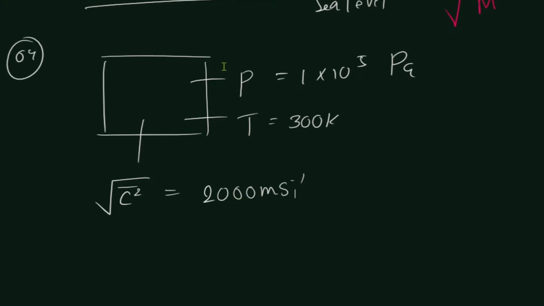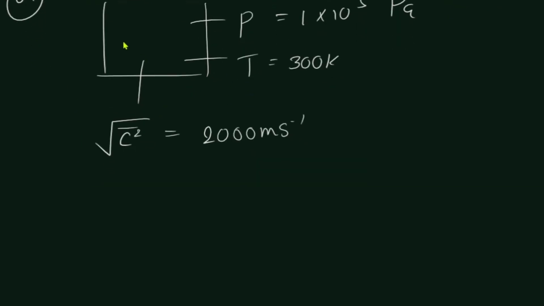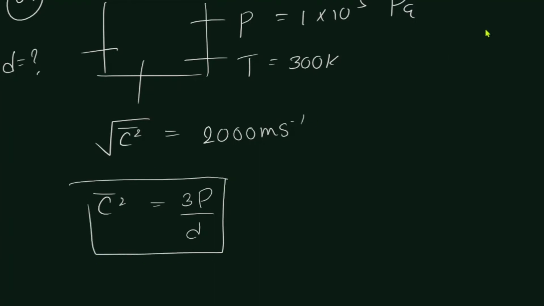We know the relationship between the pressure, temperature, and density. What they need is the density. We know that C squared bar is 3p over d. How did we get this? From the basic equation, PV is equal to 1/3 m n C squared bar.